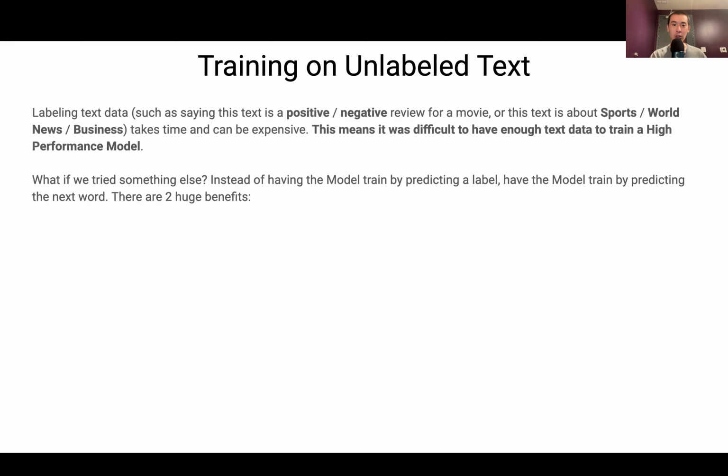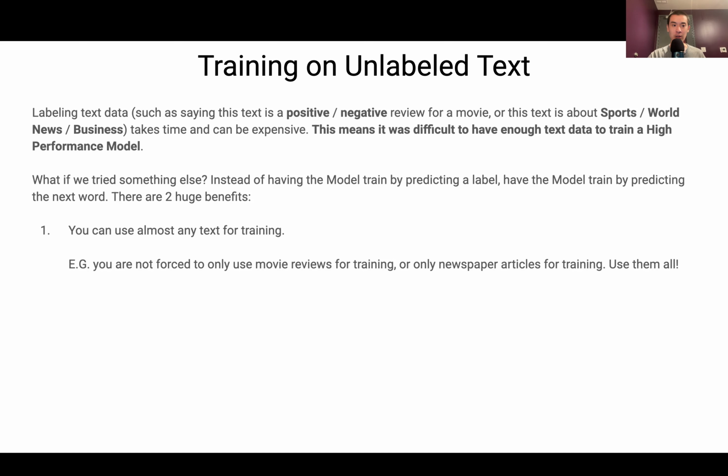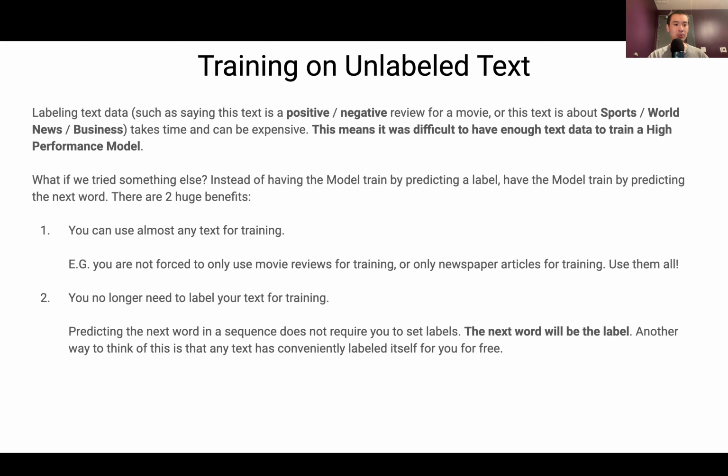Instead of having the model train by predicting a label, have the model train by predicting the next word. There are two huge benefits to just predicting the next word. Benefit 1, you can use almost any text for training. You are not forced to only use movie reviews for training or only newspaper articles for training. When it came to categorizing the categories, use them all.